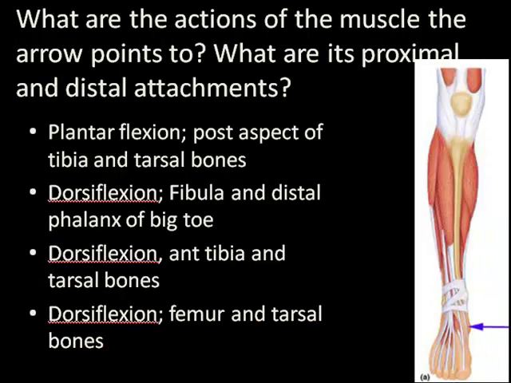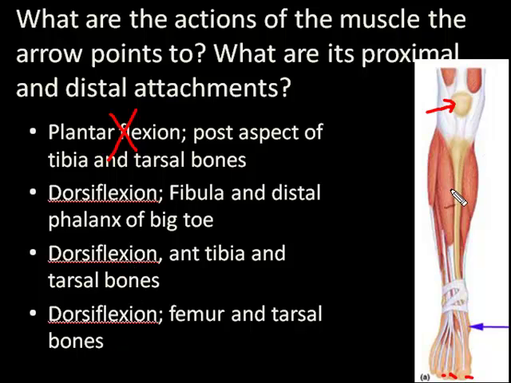Let's look at the next one, which asks you, what are the actions of the muscle the arrow points to, and what are its proximal and distal attachments? Now again, we can see you need to first identify whether this is the front or the anterior aspect of the leg or the posterior aspect. This is the anterior aspect because you can see that here is the patella and here is the foot, and you can see the dorsum of the foot and the nails on the toes. So any muscle crossing in front of the ankle joint will cause dorsiflexion. So therefore this would not be a choice. So we have to look at these three choices.